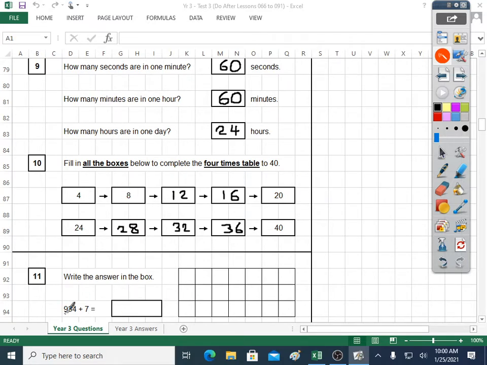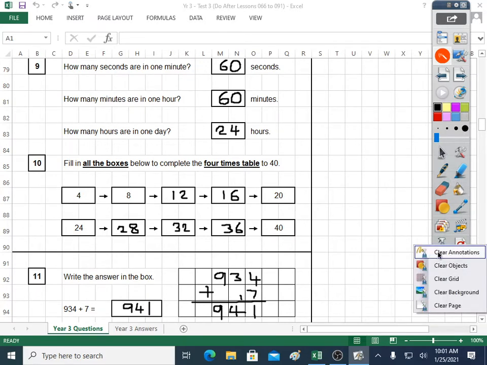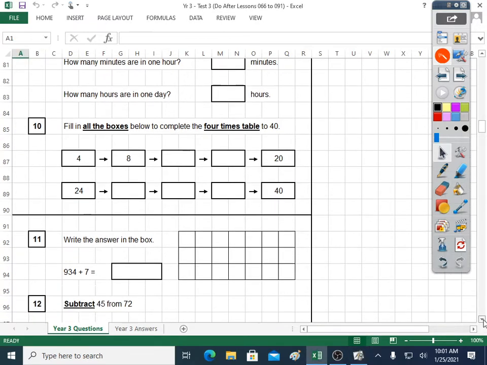Question 11, write the answer in the box. 934 plus 7. Because I can, I'm going to do it in my head and on paper. If you can do both, then I would recommend both. In my head, I'm thinking it's 941. Now I do it on paper, and it's 941. So it's almost like 2 people have done it. I've got to double check. 941. Pause if you need those workings. Let's go on to question 12. We're getting through this now, aren't we?